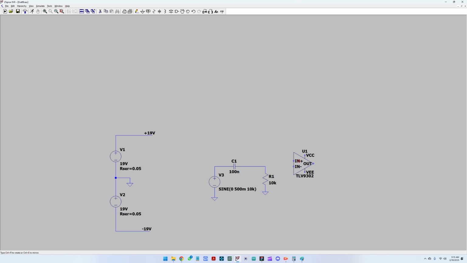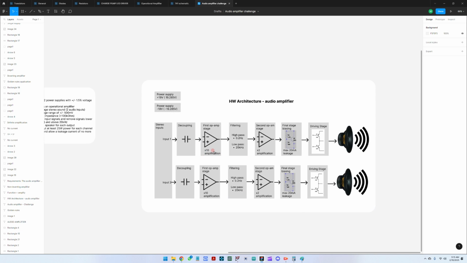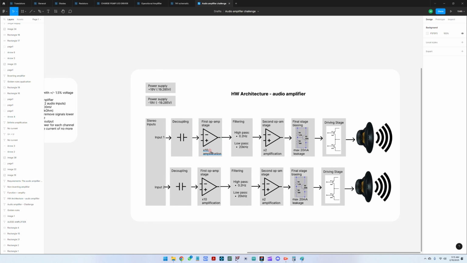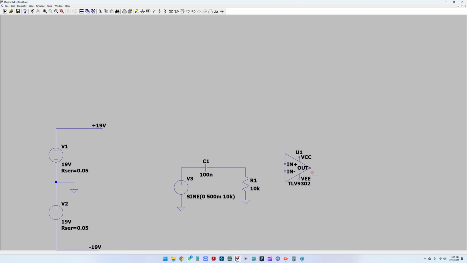Next, let's start working on the first amplification stage. For the first amplification stage, we said we are going to go with a 10 times amplification for the stage. So let's add the operational amplifier. Let us move it a bit here so that this lines up with the output from the capacitor. And let's connect the power supplies here.